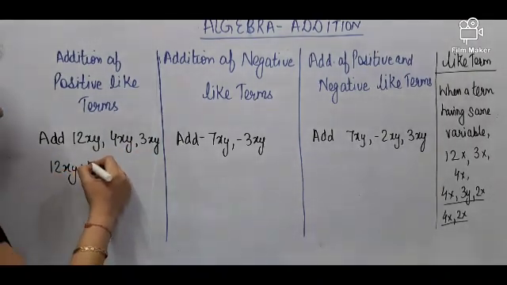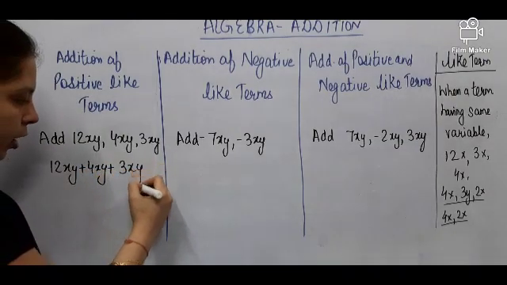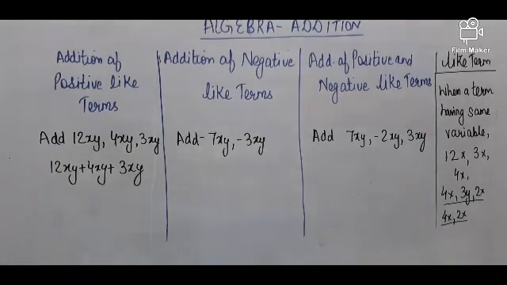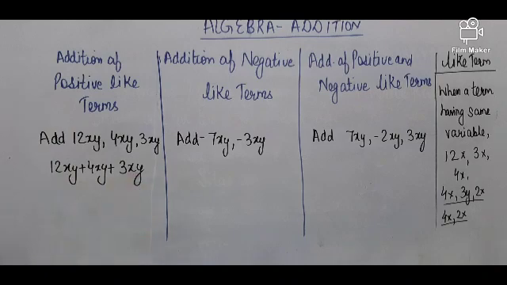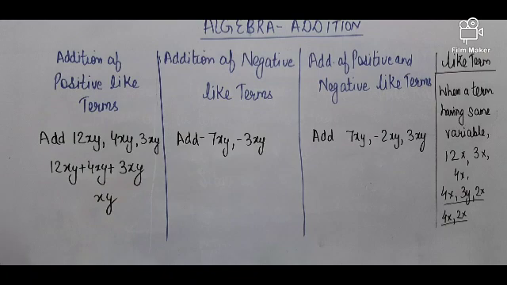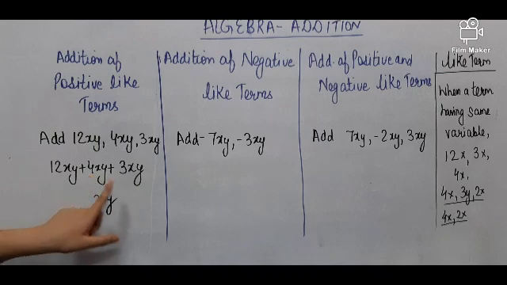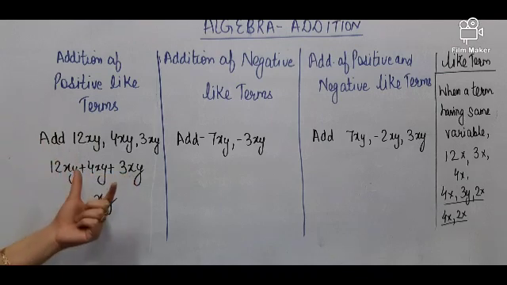So write down 12xy, 4xy and 3xy. Okay. So in addition of algebra, this xy, this xy, this xy remains same. And we will add their constants. The constant of xy here is 12. Constant of xy here is 4. And constant of xy here is 3. So we will add them.